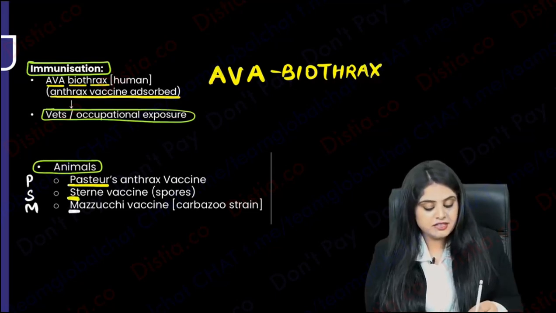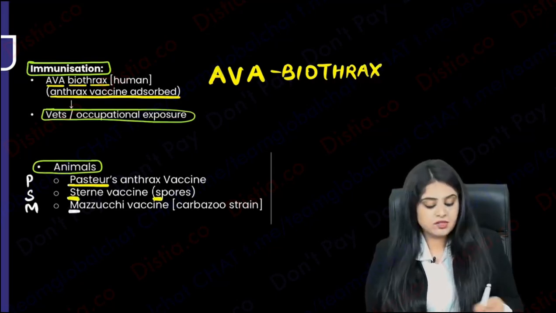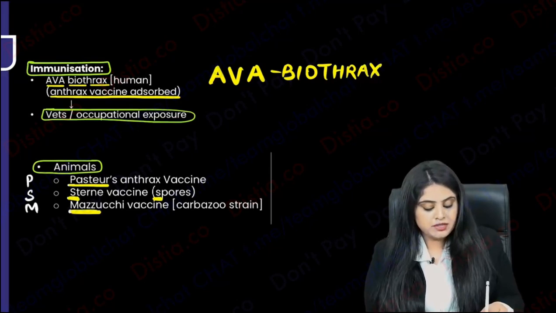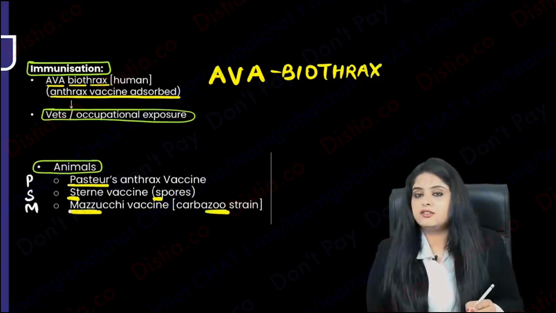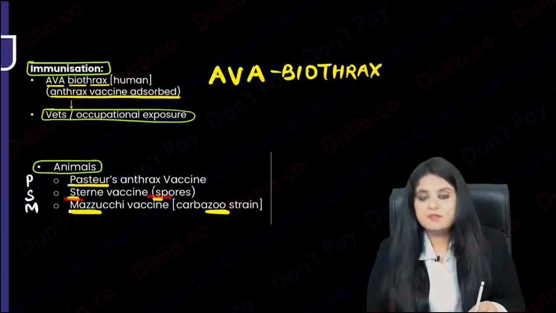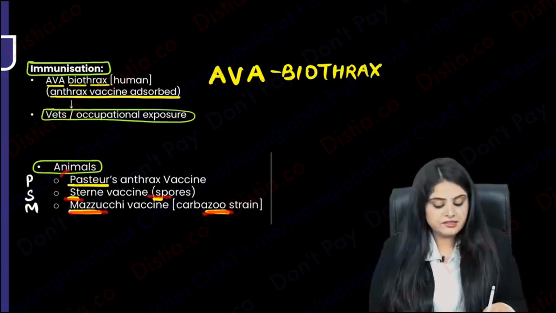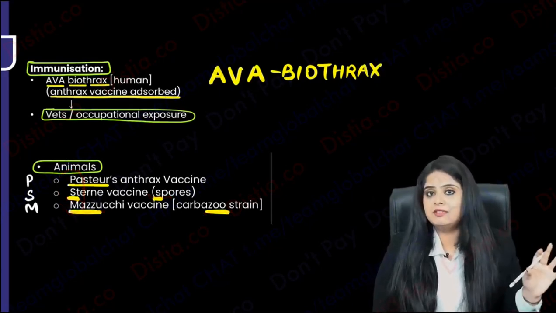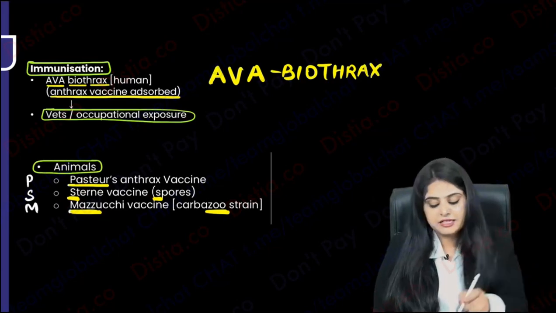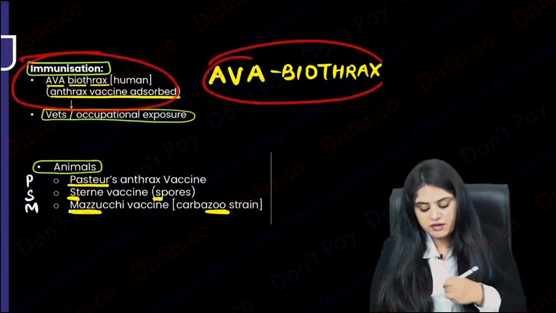Then Stern vaccine, S for S, it utilizes the spores. And Mazzucchelli's, the Mazzucchelli vaccine uses the Carbazoo strain. So please remember, Stern is going to be with spores and Mazzucchelli's vaccine is going to be Carbazoo strain. So PSM, Pasteur, Stern and Mazzucchelli are the animal vaccines, the community animal vaccines. And AVA BioThrax is going to be for our veterinary doctors.